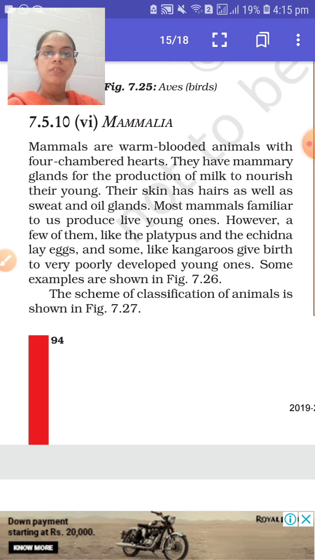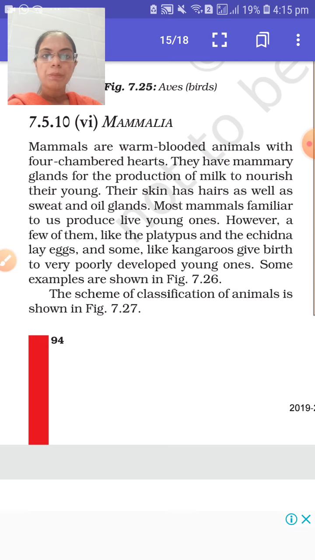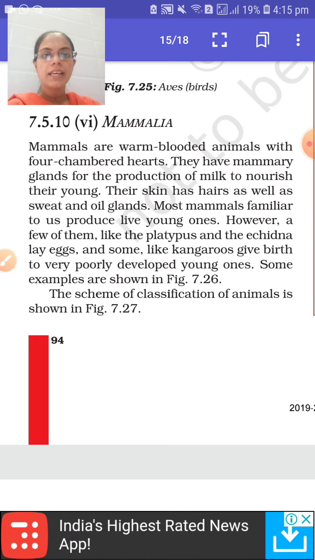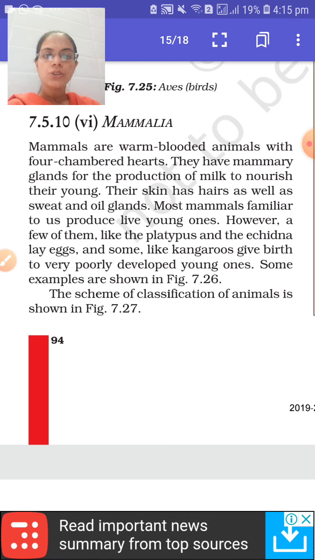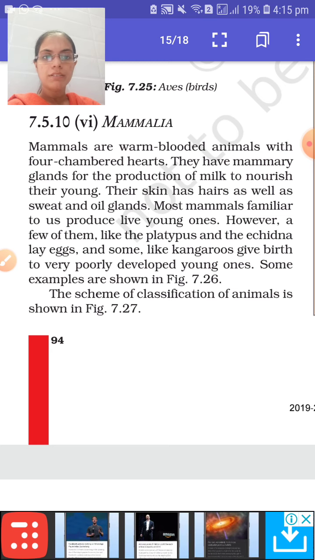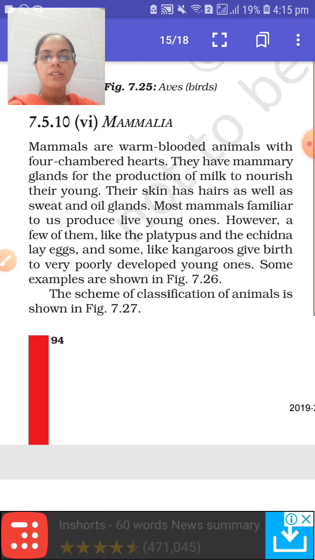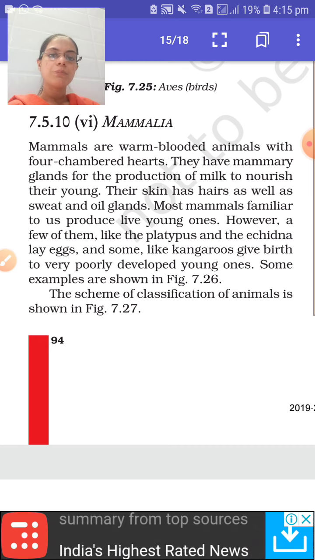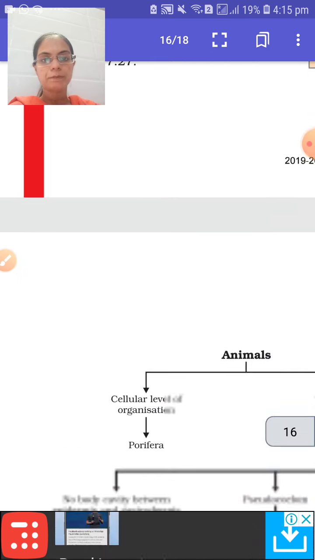They are viviparous. They give birth to babies, right? They don't lay eggs. However, a few of them like the platypus and echidna lay eggs, and some like kangaroos give birth to very poorly developed young ones. Some examples are shown in figure 7.26.